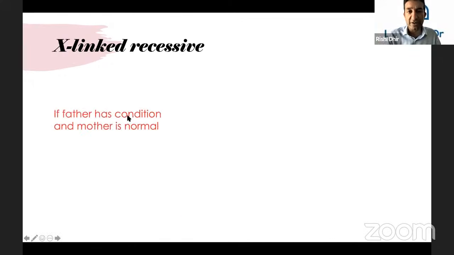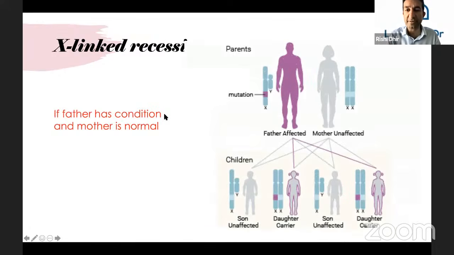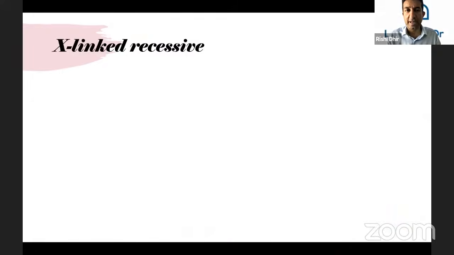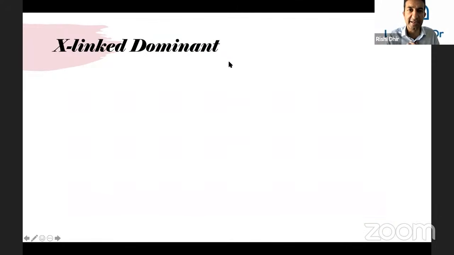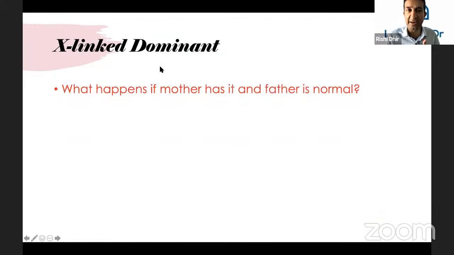The next scenario, if the father has the condition and the mother is normal, what happens to the children? And then finally, if the father has the condition and the mother is a carrier, what happens to the children? So all of these Punnett squares, this is the main way that I've seen genetics asked in the exam, Hitesh. They seem to really like these, and I've seen them ask candidates to draw these out.